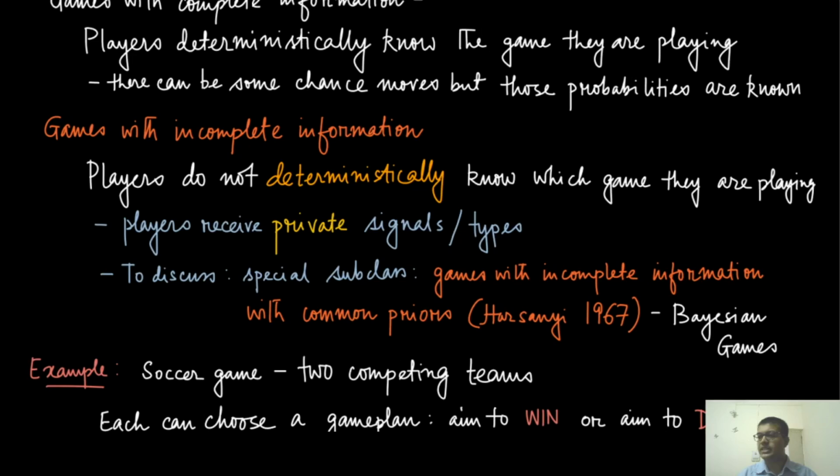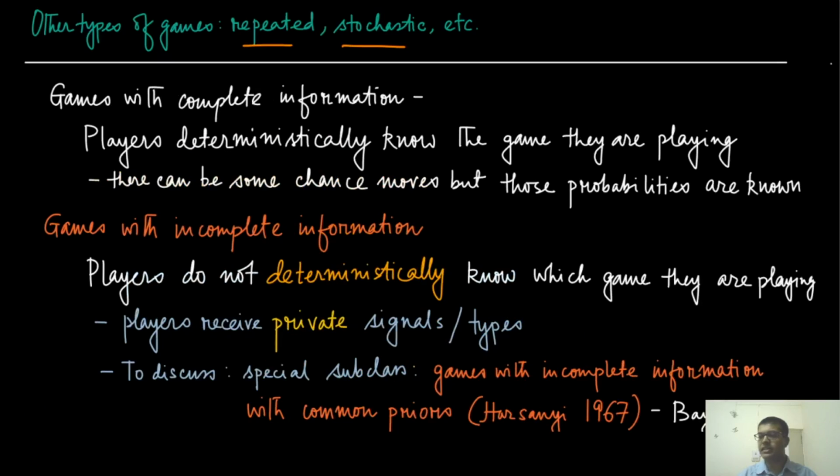Now, what we just said is that in the complete information setting, the things that we have discussed so far, players deterministically know the game that they are playing. There can be some kind of chance moves. Maybe nature plays some probabilistic moves, but the probabilities of those chance moves are also common knowledge. Therefore, the information about what is happening in the game is completely available to all the players.